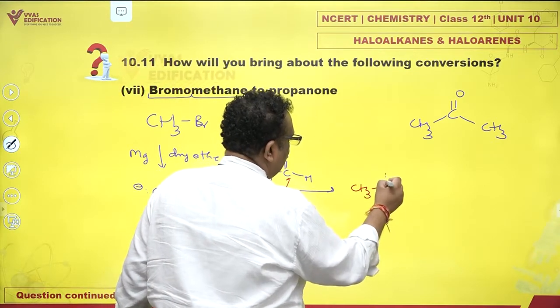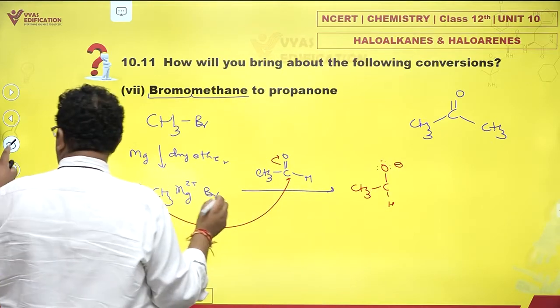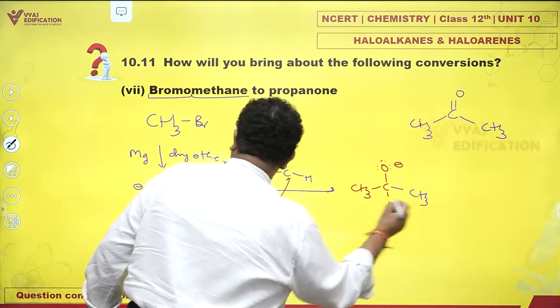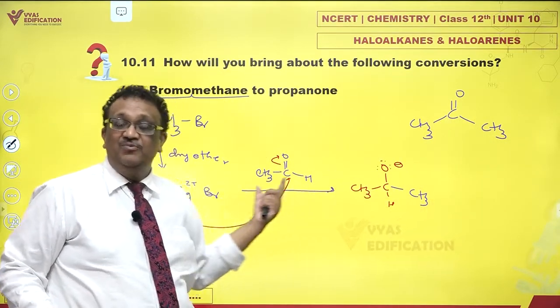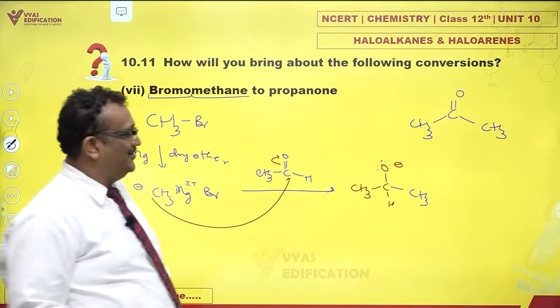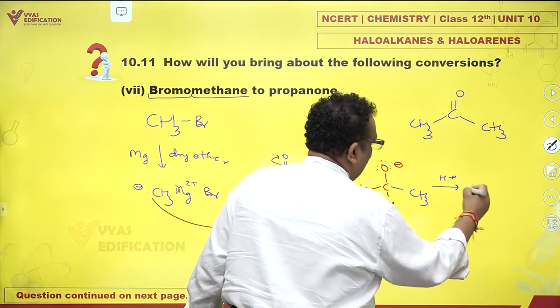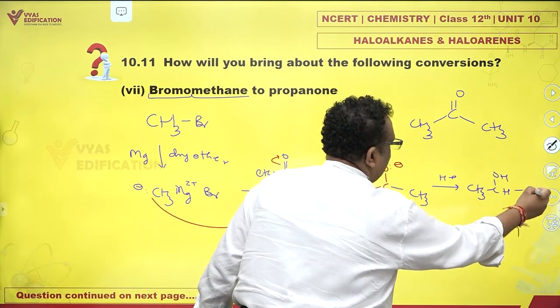CH3CHO minus and I get a new CH3. This is my old CH3 and this is the red one. Red one comes from the aldehyde. I get this. Now what do I do? Well, add H plus, you get CH3CHOHCH3.